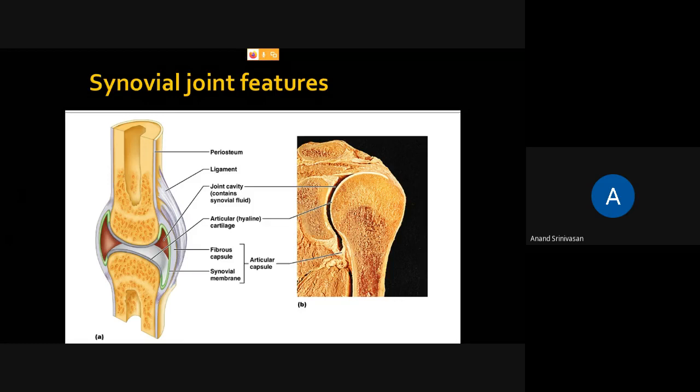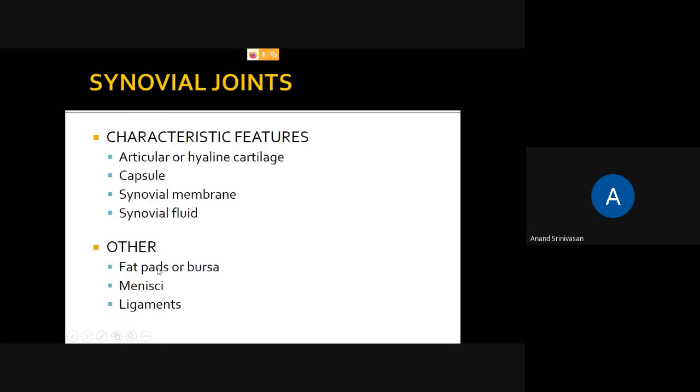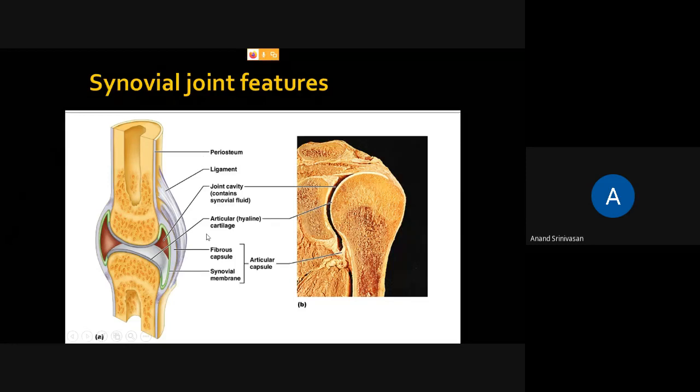The fibrous capsule will be attaching the two ends of the bones. So we have seen articular cartilage, the capsule which strengthens the joint, the synovial membrane, and the synovial fluid. These are the structures which you need to know in this diagram: the articular cartilage, the synovial membrane, the synovial cavity, which is filled with synovial fluid, and lastly the capsule.